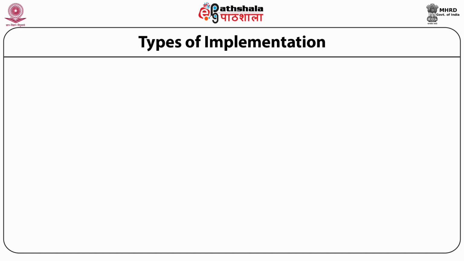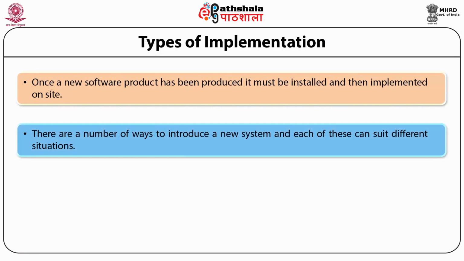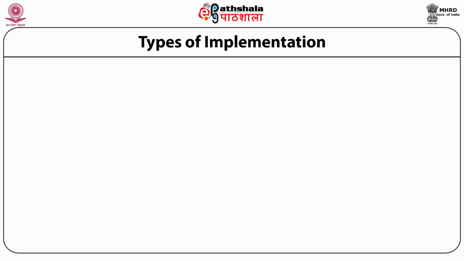Now let us look at the types of implementation. Once a new software product has been produced, it must be installed and then implemented on site. There are a number of ways to introduce a new system, and each of these suits particular conditions. Usually, implementation involves conversion from an old system to a new system and is designed to replace the old system.